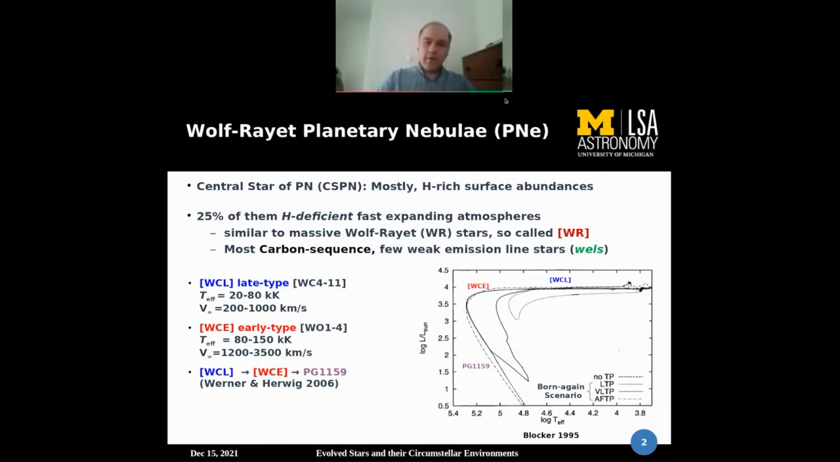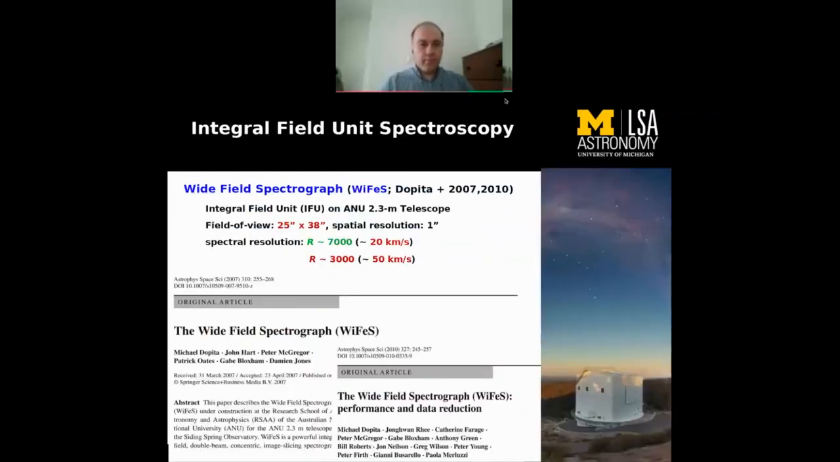Although most central stars of planetary nebulae have hydrogen-rich surfaces, around 25% of them show hydrogen-deficient surfaces, and they show carbon and oxygen enhanced abundances. And there is a suggestion that they could be related to a born-again scenario or a very late thermal pulse.